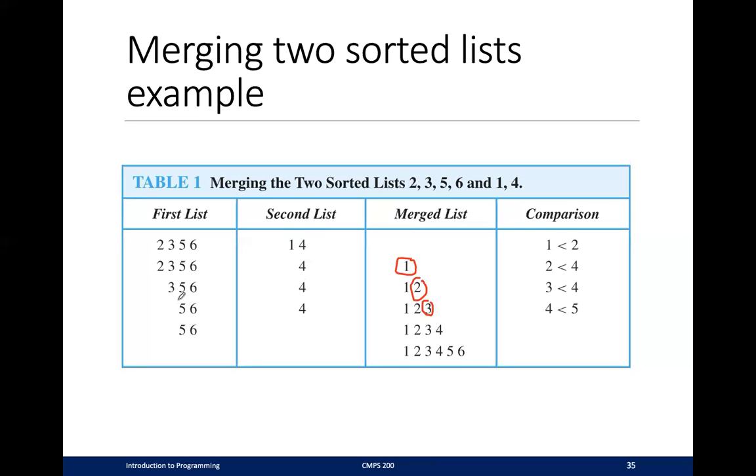So 4 is smaller, so I'm going to push 4. And now, since this list is empty, so it doesn't have any elements, I can push all the other elements in the other list because we know that they are all greater than what I've seen so far. Okay?